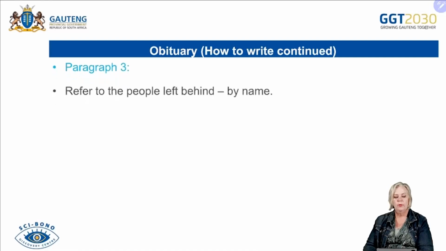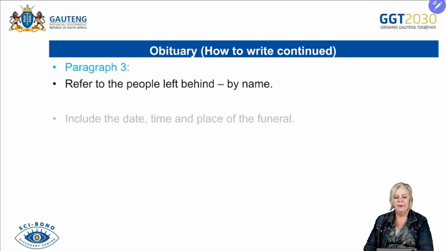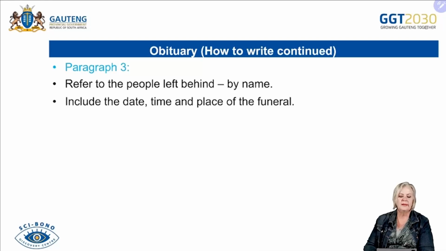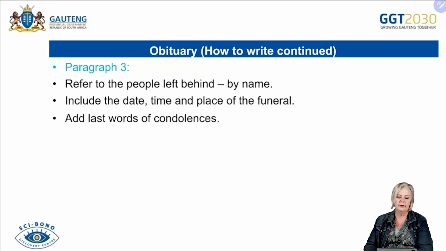Paragraph 3 will refer to the people left behind, and there you can mention by name. He left his wife and 3 children. You can name them by name. Include the date, time, and the place of the funeral. Add a last word of condolences.